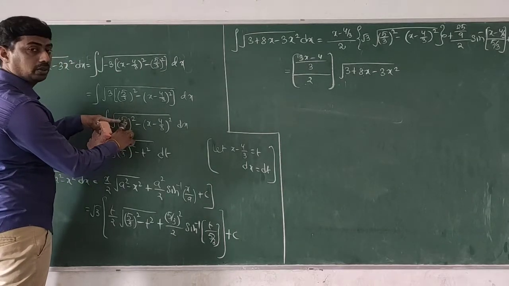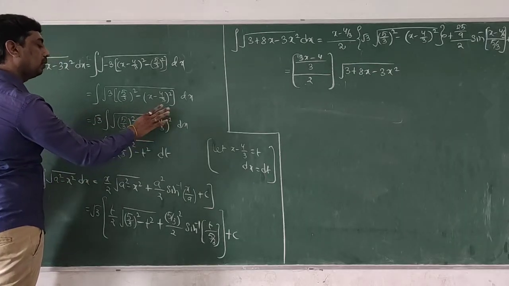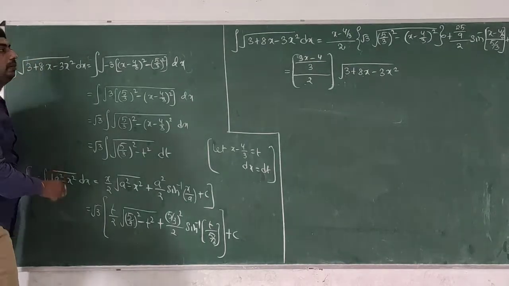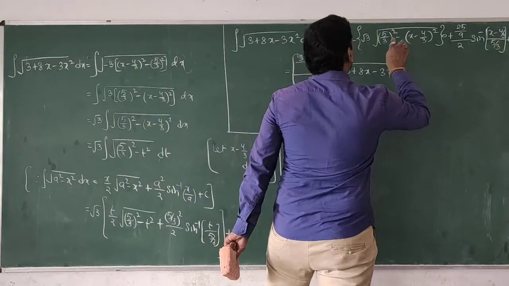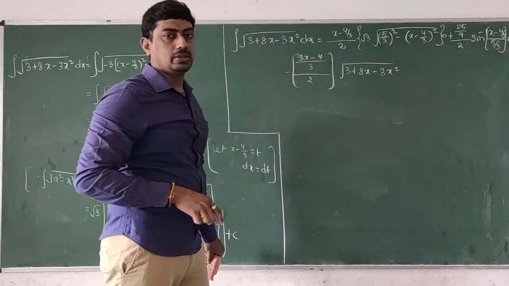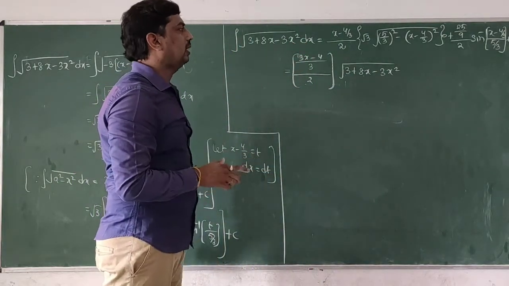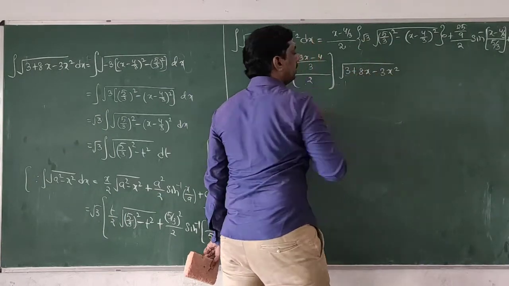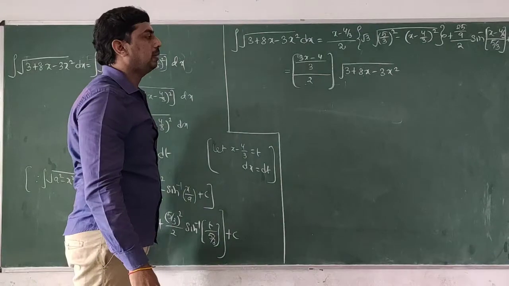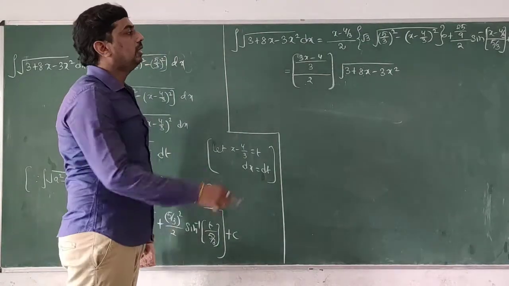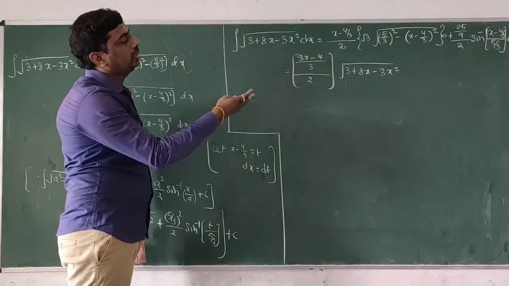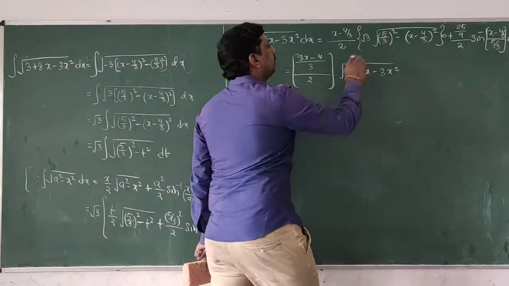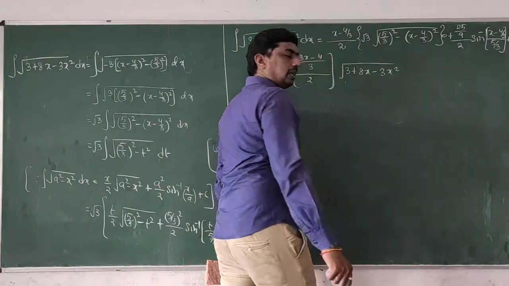Root 3 into square root of 5 by 3 whole square minus x minus 4 by 3 whole square is equal to square root of 3 plus 8x minus 3x square. That's why this total term can be replaced by 3 plus 8x minus 3x square. Okay? If you forget that one, no problem. Simplify this one, finally we get the same term, square root of 3 plus 8x minus 3x square. But in order to do that, we need to write some more steps, 4 to 5 steps. That's why no need. Remember, this term is equal to 3 plus 8x minus 3x square.